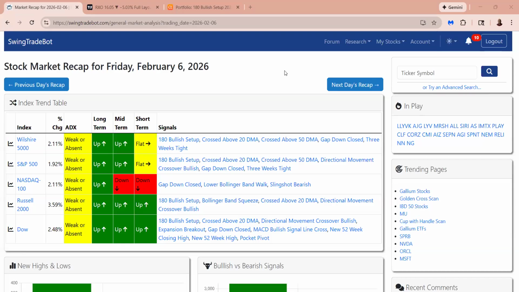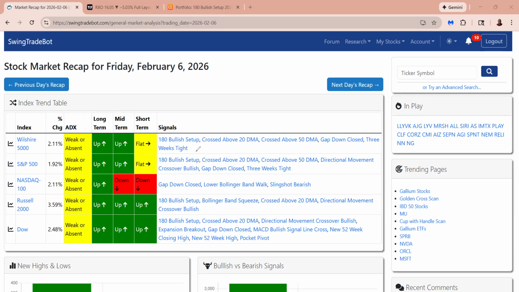This is the stock market recap for Friday, February 6th. I'm recording this on Monday, February 9th. That's an important distinction that you'll see later on. And what popped out immediately to me is the preponderance of this setup or signal called the 180 bullish setup. And it showed up across all of the indices except for, of course, the NASDAQ, which is still bearish. And you can see it's bearish because it's down midterm and on the short term time frames.